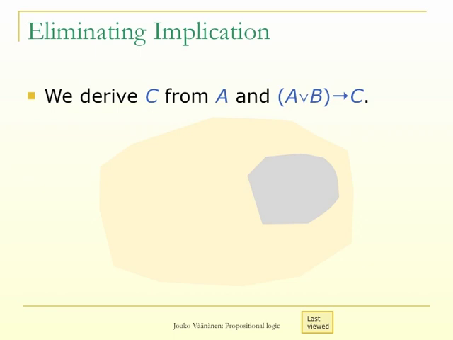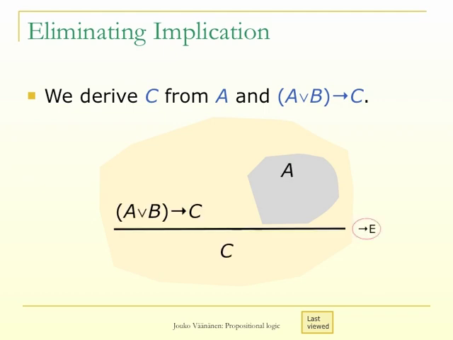Here is an example of the use of the implication elimination rule. We derive C from A and (A or B) implies C. We prepare ourselves to using the implication elimination rule. For this to work, we have to derive A or B from A. But this can be done by means of the disjunction introduction rule.